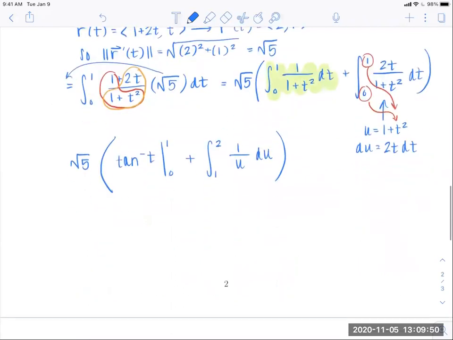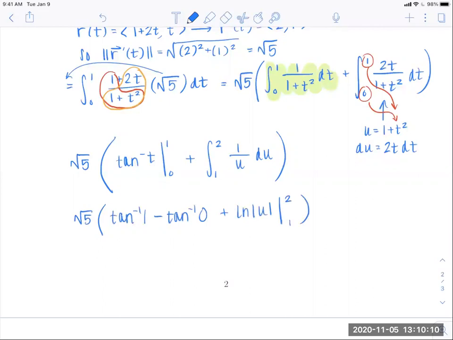All right, so now we're able to move forward. I'm going to recopy my square root of 5, and then I have the tangent inverse of 1 minus the tangent inverse of 0, and we'll work those out here in a moment. And then next, I get the natural log of the absolute value of u, where u is ranging from 1 to 2. Now I know that the natural log of 1 is 0, so I'm going to cross that out. All we're going to get there is a natural log of 2.